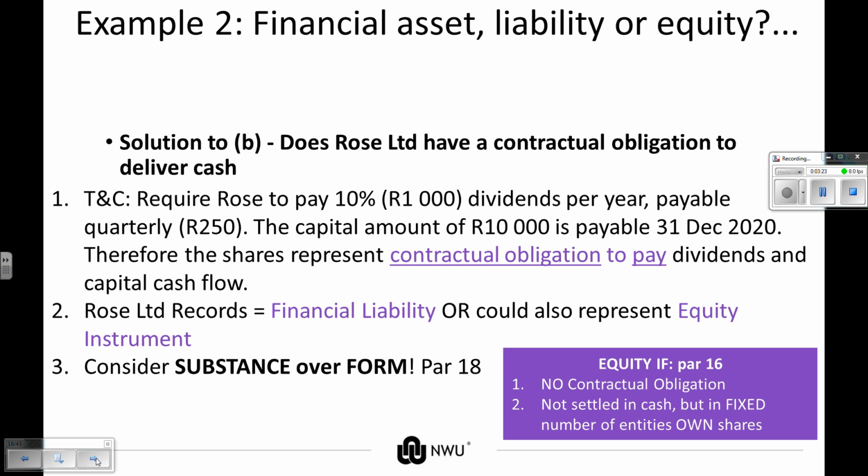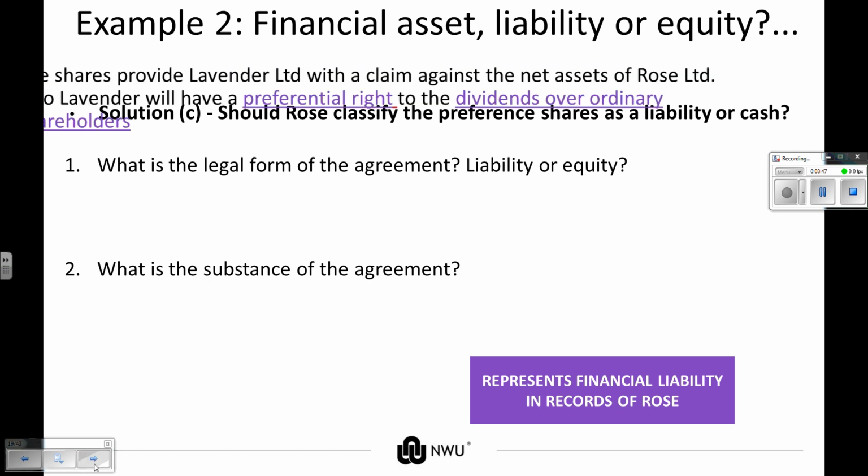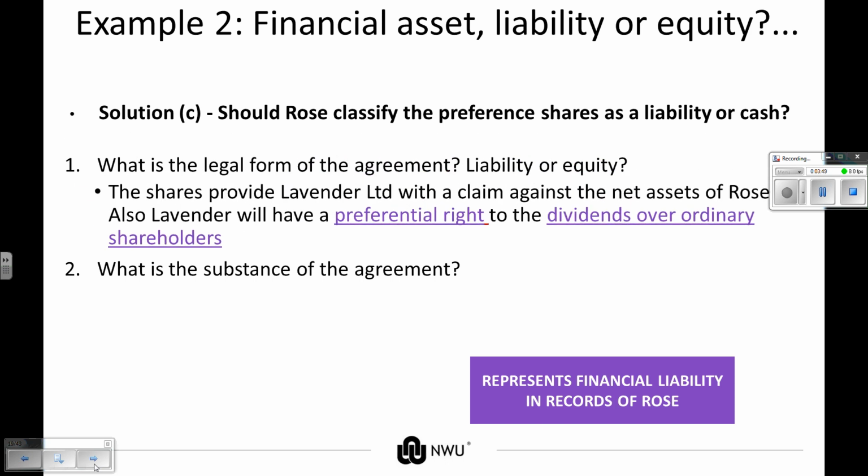So we have to consider our substance over legal form. So in solution C, the question was, should Rose classify the preference shares as a liability or equity? We know that we have an obligation to pay certain amounts. So let's look at the legal form of the agreement. The legal form is that the shares provide Lavender with a claim against the net assets of Rose.